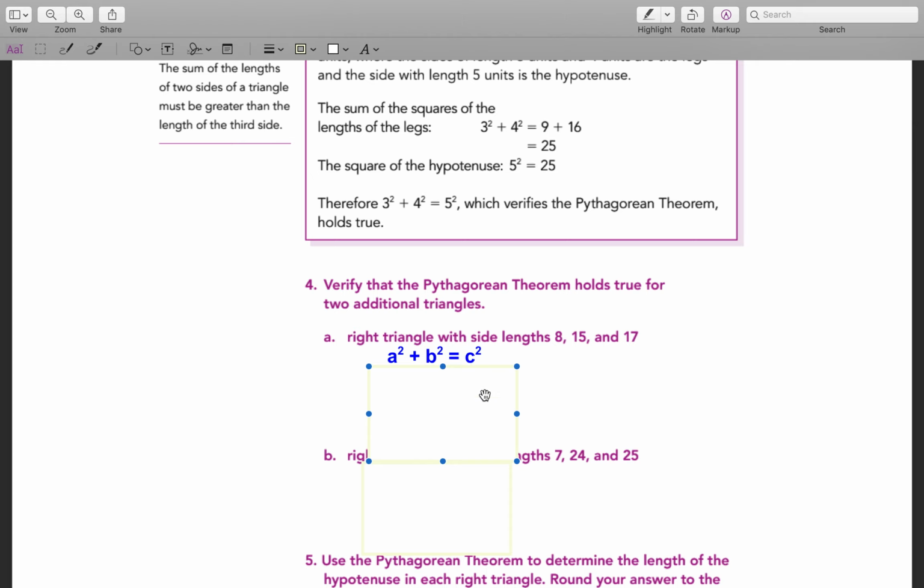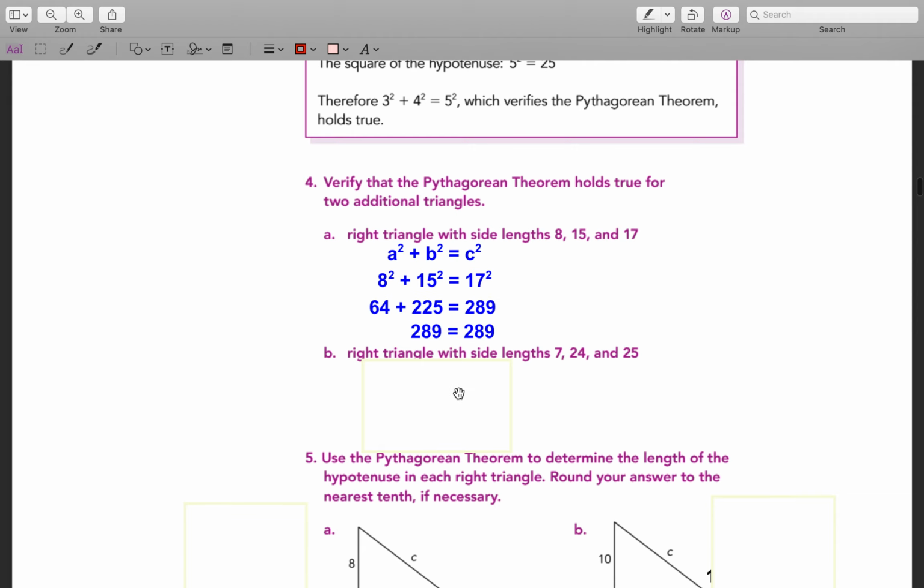Okay, so let's see. 8 is the smallest, so we can just put it as 8 squared plus 15 squared is equal to 17 squared. So let's see if this is true. 8 squared plus 15 squared is going to be 64 plus 225, which is equal to 289. When you add these two up, you do get 289 on the left, and the right side is 289, and therefore it is true. So the Pythagorean theorem holds true for this triangle too.